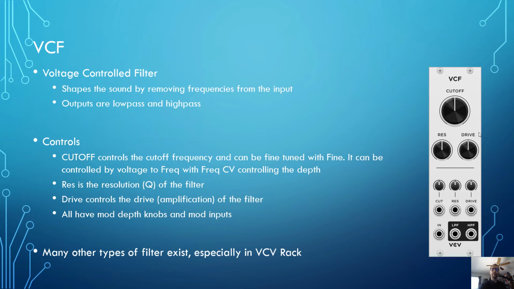the knob above that. But at that point where the cutoff takes effect, if you are using a low-pass filter output, anything above that will be rolled off, and you won't hear those higher frequencies. If you're using the high-pass, then it lets anything that is above the cutoff go through, and everything else is attenuated. You can control the res, or resolution, or Q factor of the filter with the res knob and the res input. You can also control the internal amplification of the filter with the drive knob and input. All of these have modulator depth knobs and inputs, so you can modulate these and use them to create cool effects.